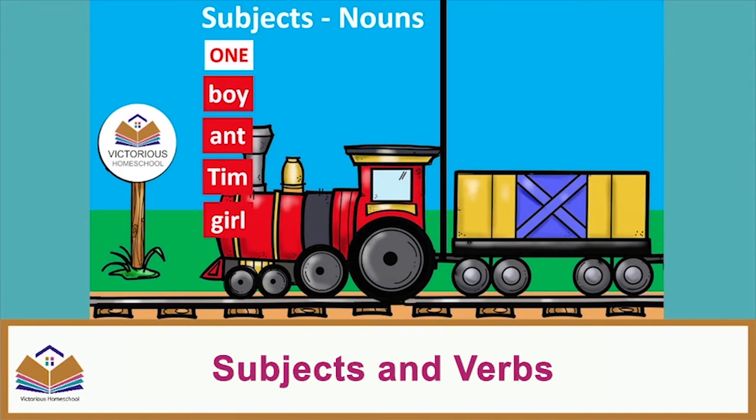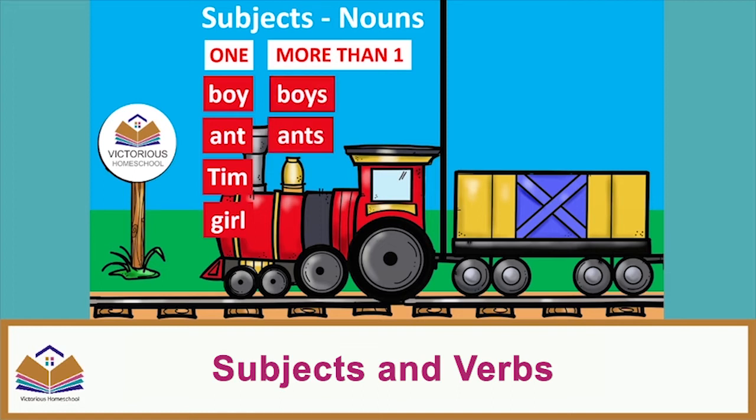Subjects, if you're referring to them as just one, remember subjects are nouns, right? You say boy, ant, Tim, that's the name of a boy, and girl. But if they are plural, or more than one, or two or more, you say boys, ants. Well, of course, you cannot say Tims, right? So we have to give Tim a friend. Say Tim and John. They become plural now because they are more than one, right? And girls is also plural.